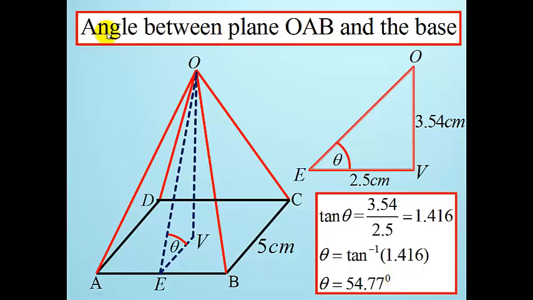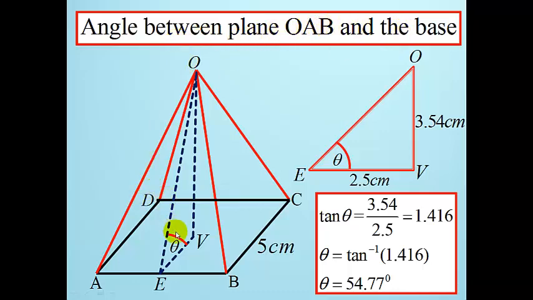Now we look at the angle between plane OAB and the base. The angle between plane OAB and the base is theta. Take note, OAB is a slant face. It means that OE is a slant height. So if you want to find the angle between the plane OAB and the base, the slant height OE represents the surface OAB and EV represents the base. So the angle between OE and EV is theta, and that is the angle between plane OAB and the base.